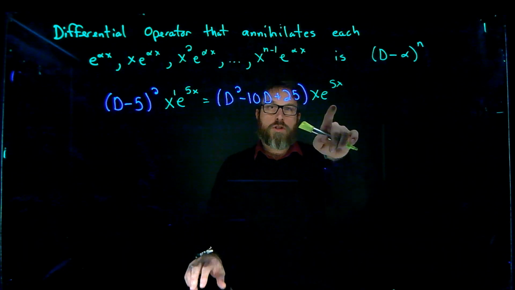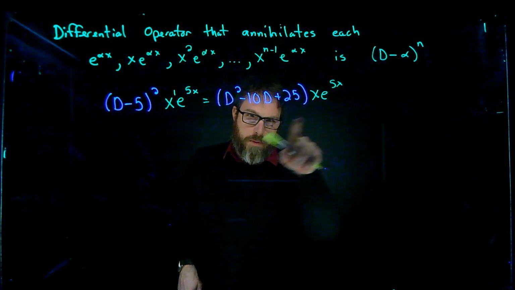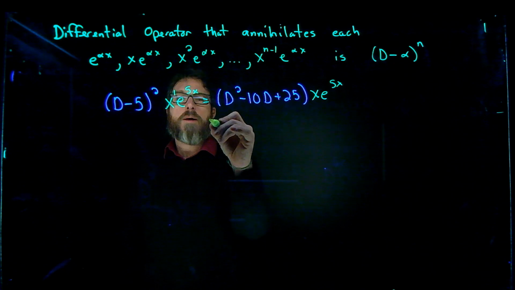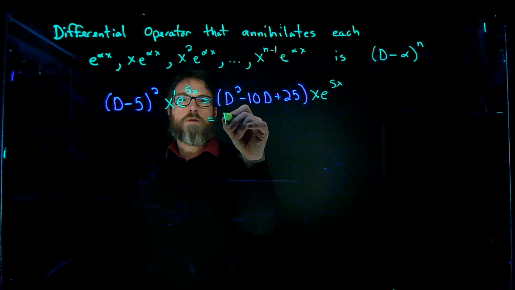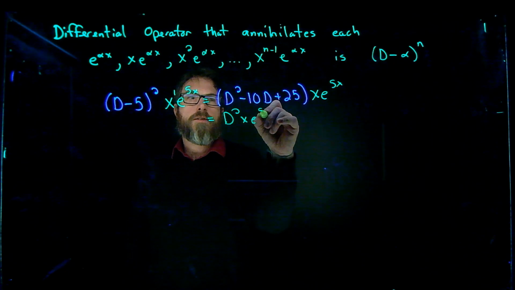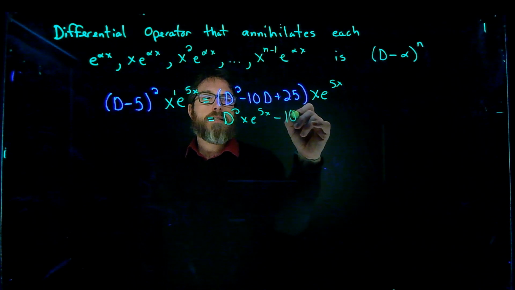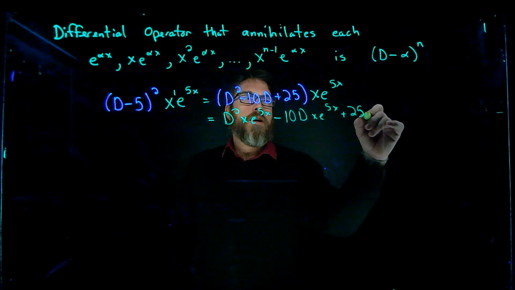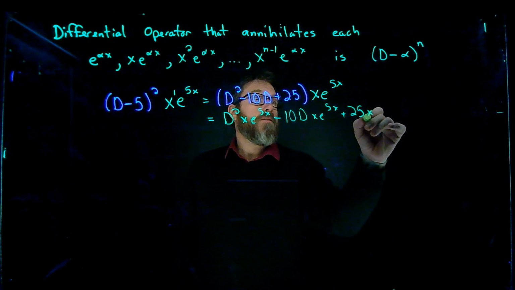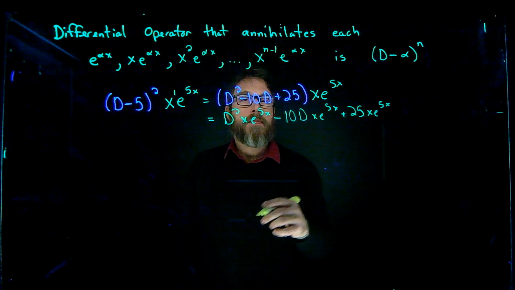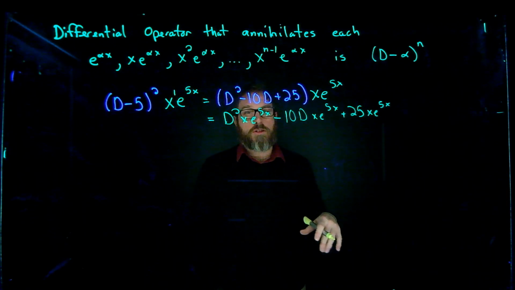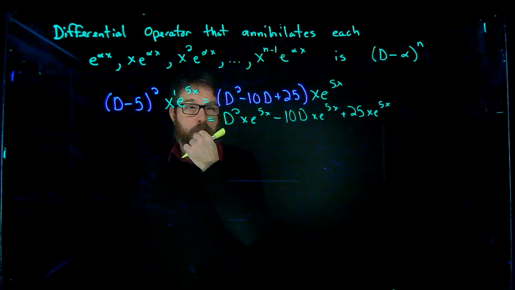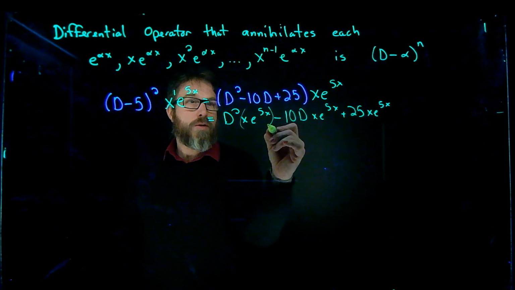Then I'll distribute this through, or really compose it through all of these differential operators. So this is now going to be equal to the second derivative of x e to the 5x, minus 10 times the first derivative of x e to the 5x, plus 25 x e to the 5x. Like I said, I'm going to verify that this will give us 0, because that's what it's supposed to do. Well, I have to take the second derivative of this expression.